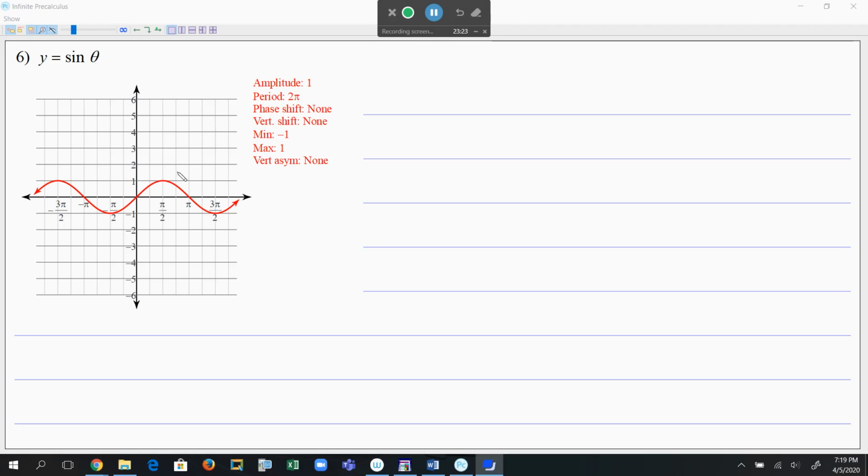We can all see that the graph has an absolute maximum of 1 and an absolute minimum of -1. Therefore, the sine function has an amplitude of 1, and the period for the sine function will be 2 pi. In this case, this is the parent function, so there is no phase shift and no vertical shift, and it has a y minimum, which is the absolute minimum, of -1, and the y maximum is 1. Also, the sine function doesn't have vertical asymptotes.